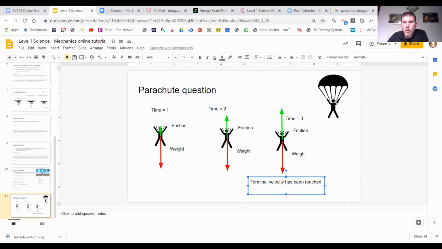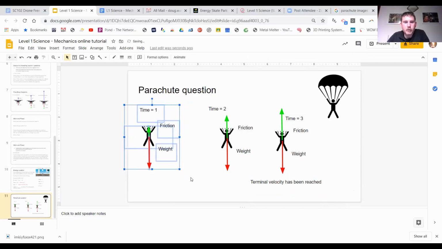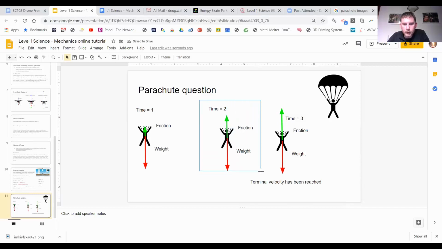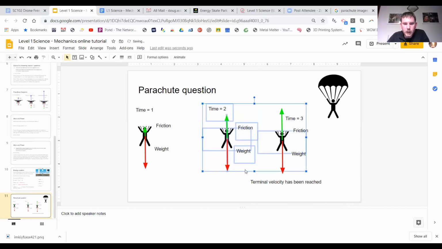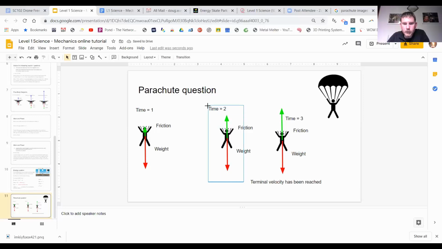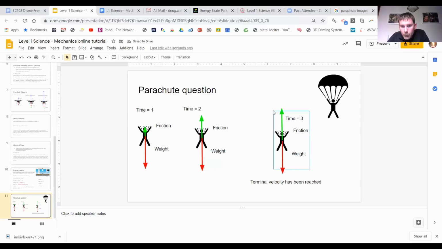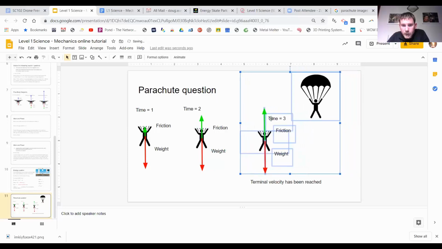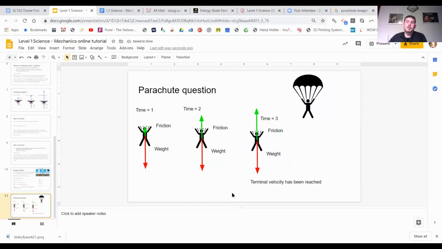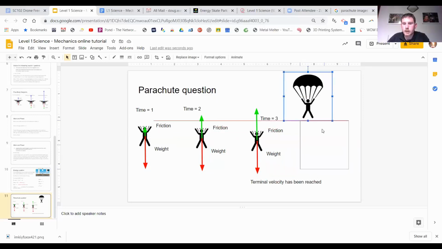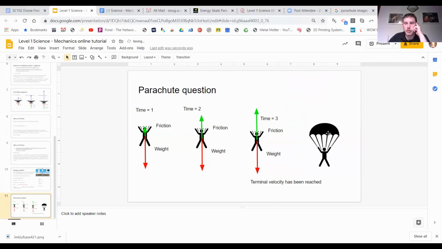All right, so what happens next then is that sometime later, the person opens a parachute. If you've never been skydiving, I can heartily recommend it. Great experience. And generally, you want to be enjoying the experience for a long time. So you might enjoy terminal velocity for a while until you open your parachute. So here's our new situation, time 4, with the parachute opened.